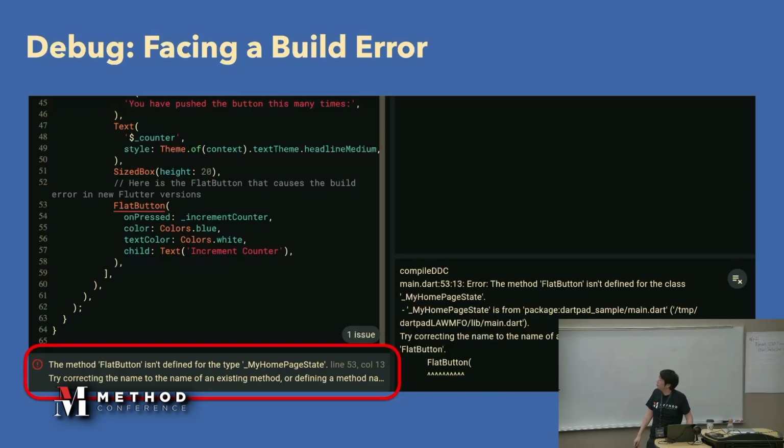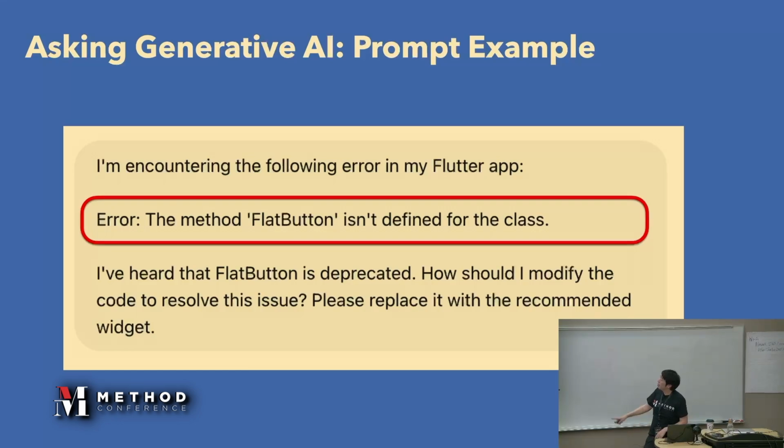So we have to analyze the cause of this problem. Here is an example of a prompt. I'm encountering the following error in my Flutter app: the method 'FlatButton' isn't defined for the class. I've heard that FlatButton is deprecated. How should I modify the code to resolve this issue? Please replace it with the recommended widget. It's the full prompt to solve this problem.